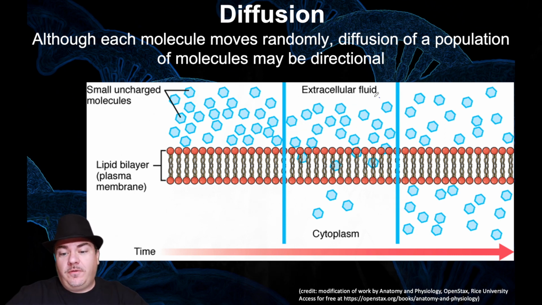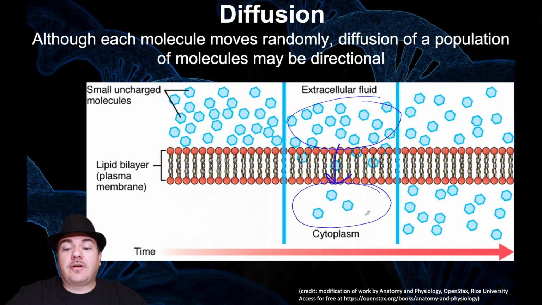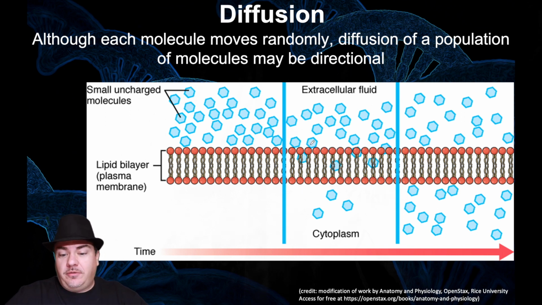But since there's more of them here and less of them here, overall the net direction of diffusion is from high concentration to low concentration. An individual dye molecule could be going from the top to the bottom, or it could be going from the bottom to the top. But overall, since there's more here and less here, the net direction is from high concentration to low concentration.